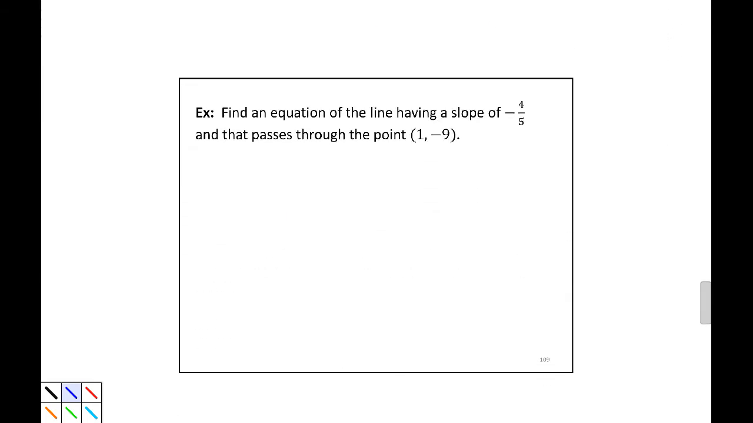Find the equation of the line having a slope of -4/5 and that passes through the point 1, -9. Our point slope form, y minus y1 equals m times x minus x1. So this will be y minus, my y1 is, I need to label these actually, x1, y1 for my point 1, -9. And here's our slope. So y minus a -9 equals my slope, -4/5 times x minus 1.